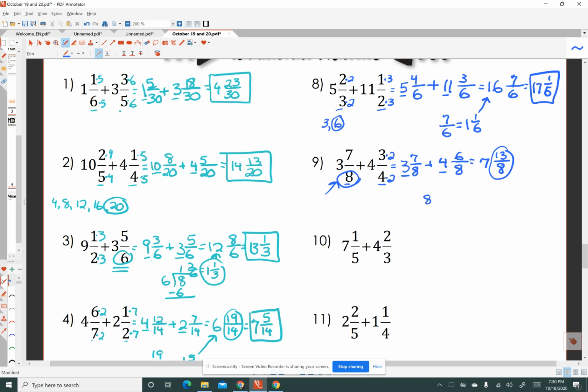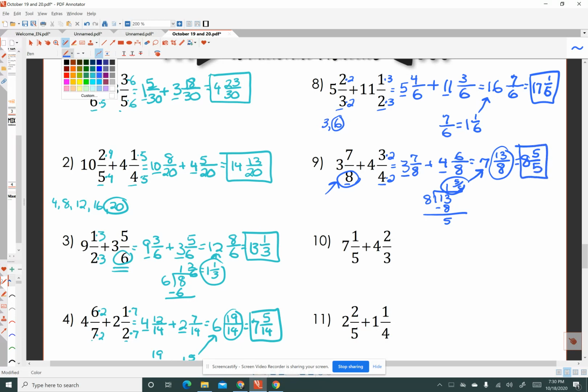So if we have 13 divided by 8, that would be 1 5/8. We add that to the 7, which gives us 8 5/8, which is a final answer.